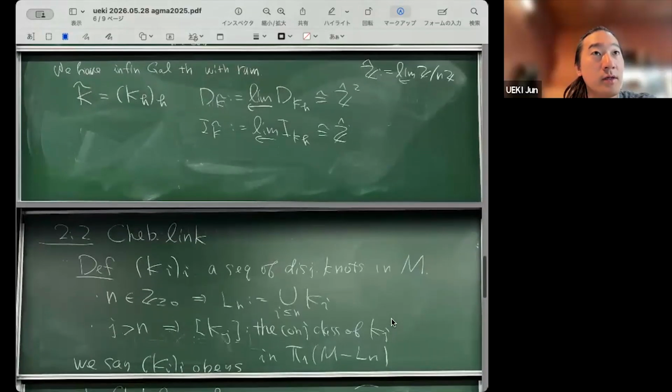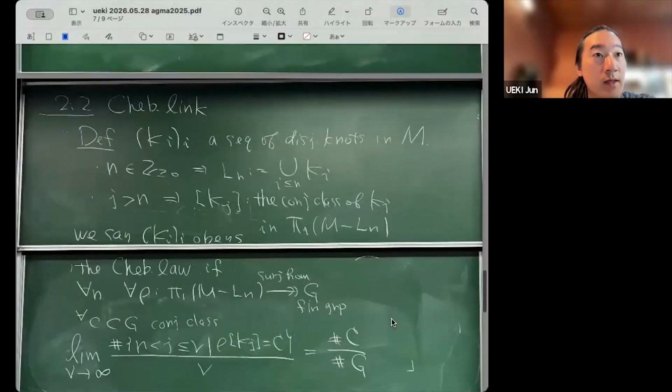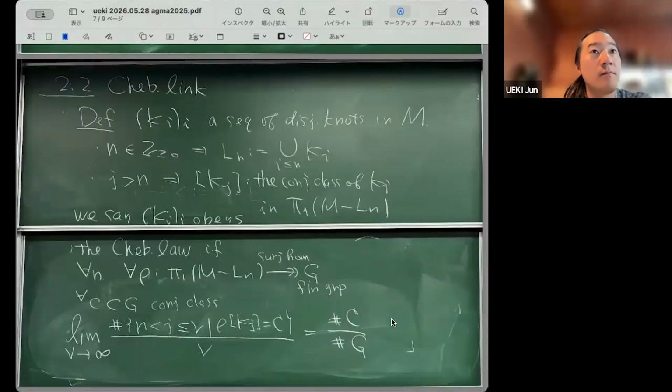Next, we will recall the definition of the Chebotarev link. Let K_i be a sequence of disjoint knots in a three-manifold M. For each non-negative integer n, let L_n denote the union of K_i with i less than or equal to n. And for each j greater than n, let [K_j] denote the conjugacy class of K_j in the fundamental group of the exterior of L_n.